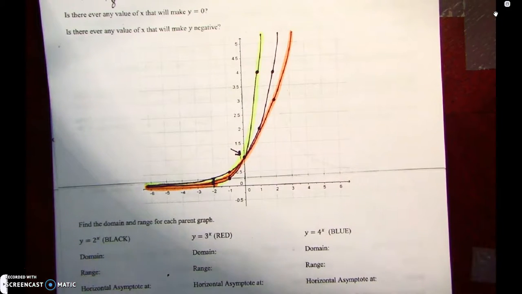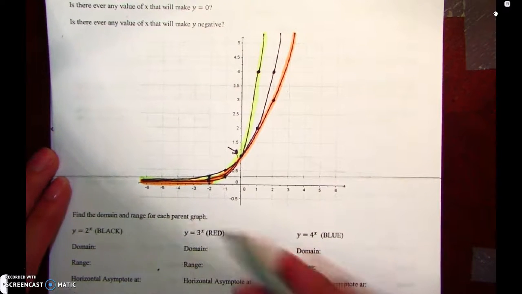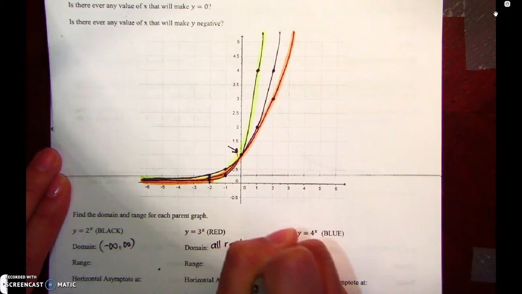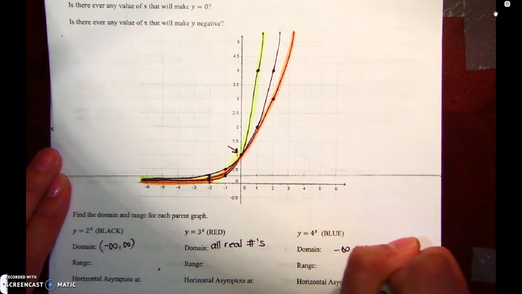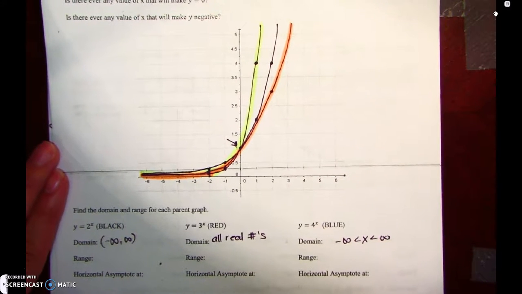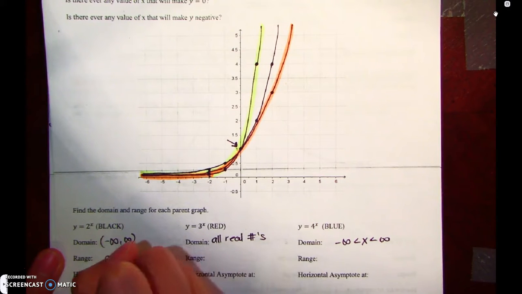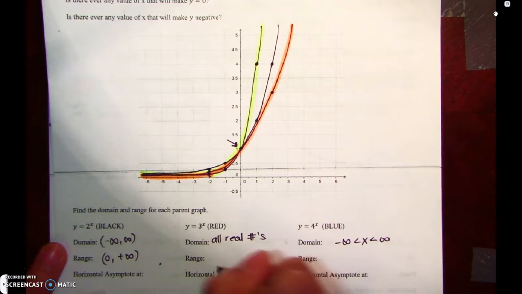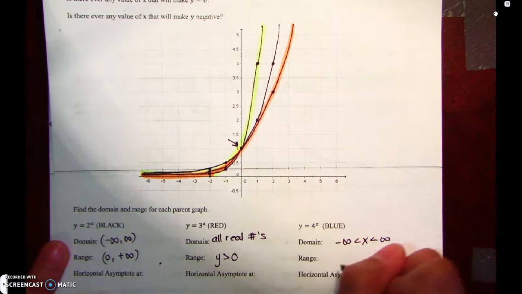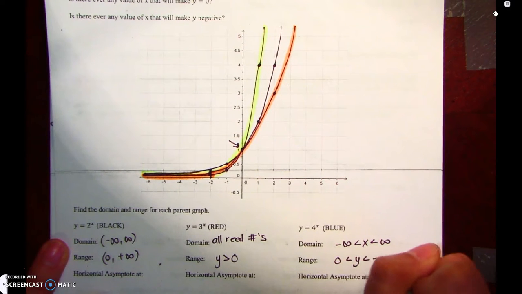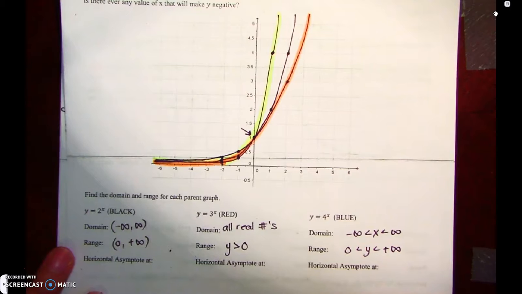It says find the domain and range for each parent graph. So what would be the domain and range for the black one? It's always going to be negative infinity to positive infinity, or all real numbers. Those are 3 different ways to write the same thing. And then the range for 2 to the power of x is from 0 to positive infinity. Or you could say for all y values that are greater than 0. Or you could say for all y values that are between 0 and positive infinity. 3 different ways of writing the same thing.